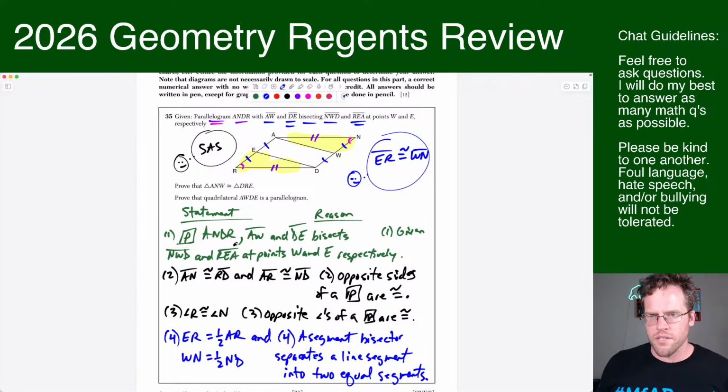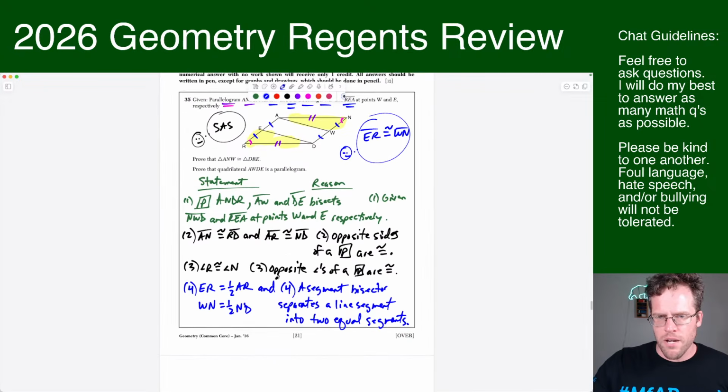So we already said, let's see here. So we said ER is equal to 1/2 AR, and NW or WN is equal to 1/2 ND. But where I could go with this is I could use the multiplication postulate. Okay, so I'm going to apply the multiplication postulate to this. So here we go. This is a hard proof, by the way. I picked one that was really bad because I figured the worse, the better.